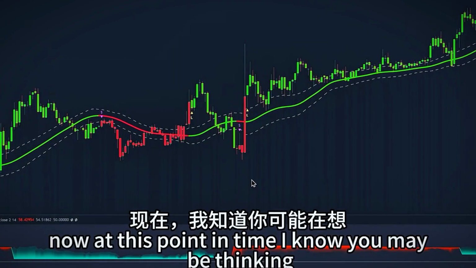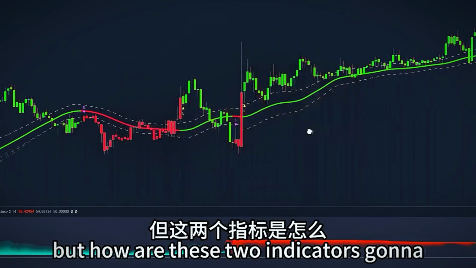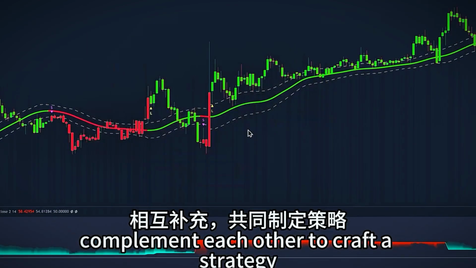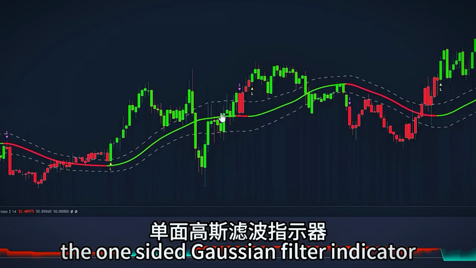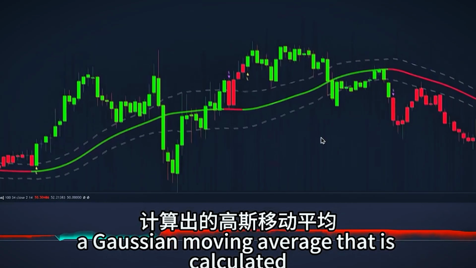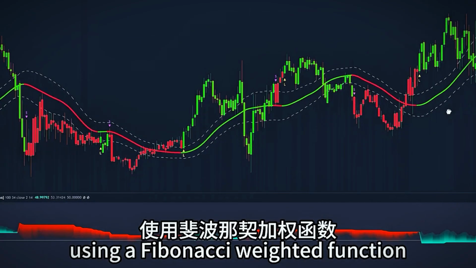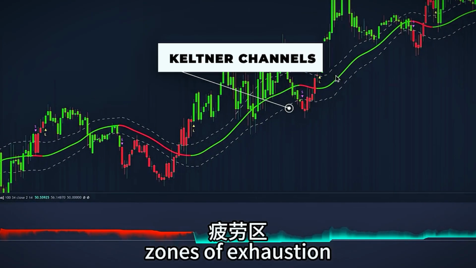Now, at this point in time, I know you may be thinking, but how are these 2 indicators gonna complement each other to craft a strategy? Well, it's actually really simple. The one-sided Gaussian filter indicator, this one at the top, is actually a Gaussian moving average that is calculated using a Fibonacci weighted function. Keltner channels have also been added to show zones of exhaustion.